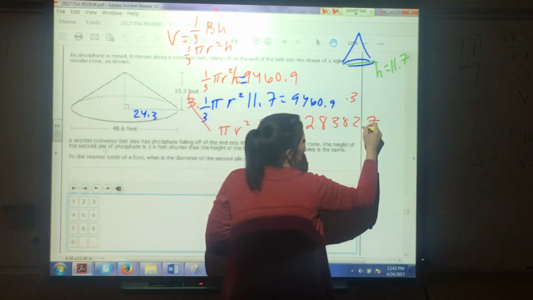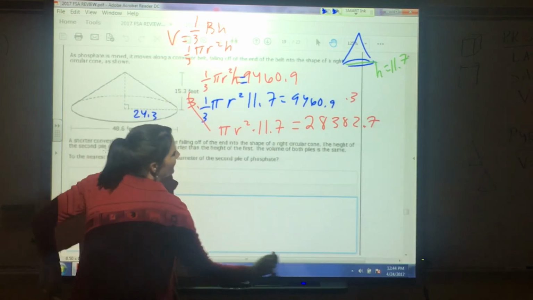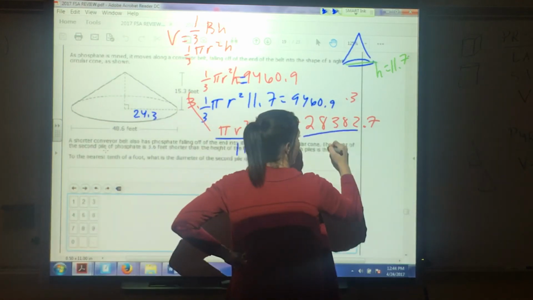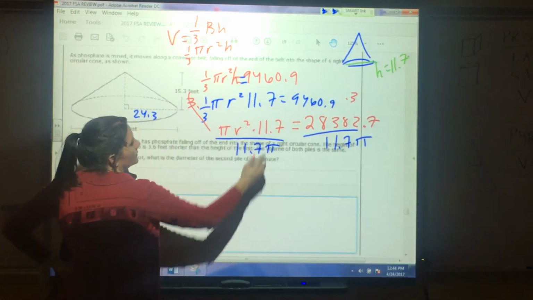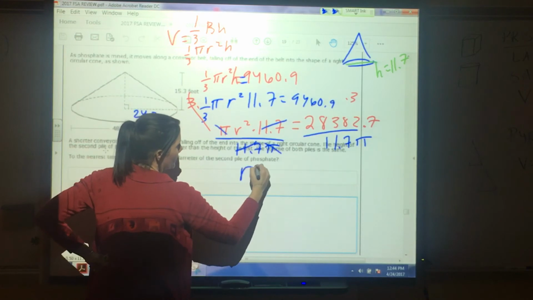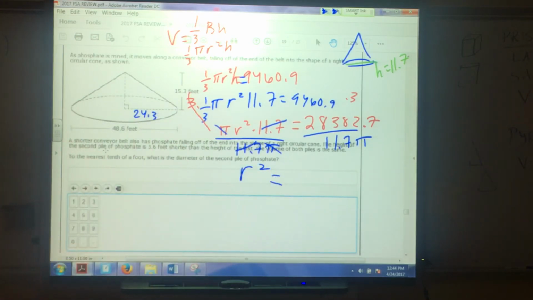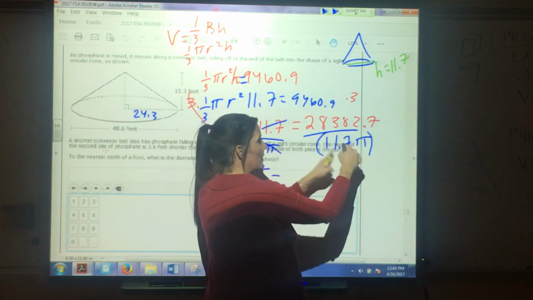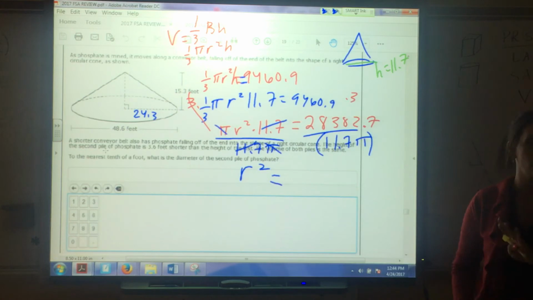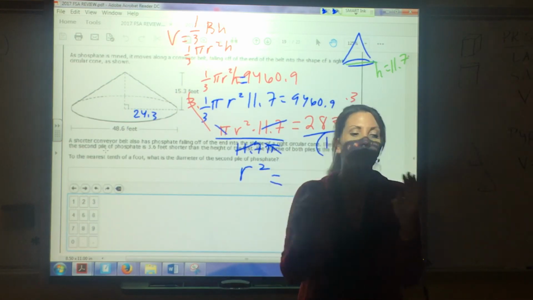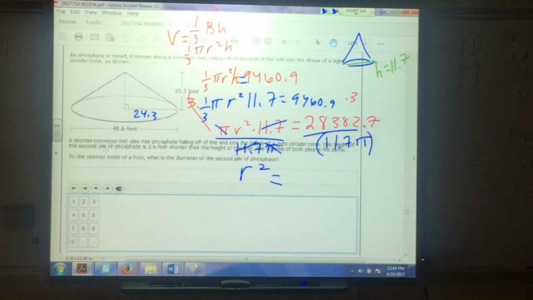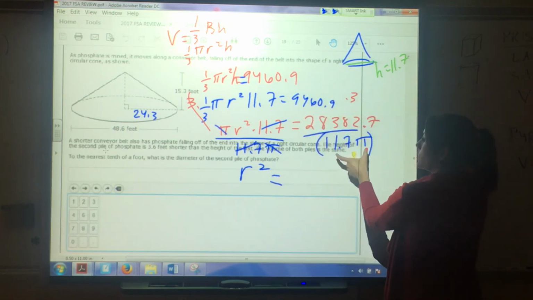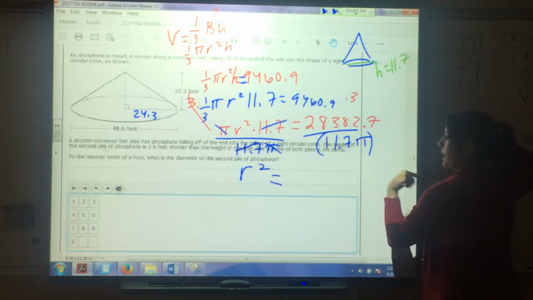All right. Now we want to get r by itself. So we are going to divide this by 11.7 pi. What you do to one side, you do to the other. That cancels. That cancels. You're left with r squared is equal to. Now, so important right here, guys. You have to make sure that you do this first. We had this happen last class. So many mistakes were happening. Do not trust the parentheses button on that calculator. Just leave this number on the top, go ahead and do 11.7 times pi and tell me what you get.